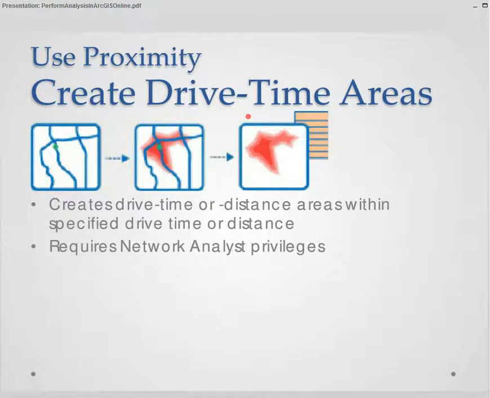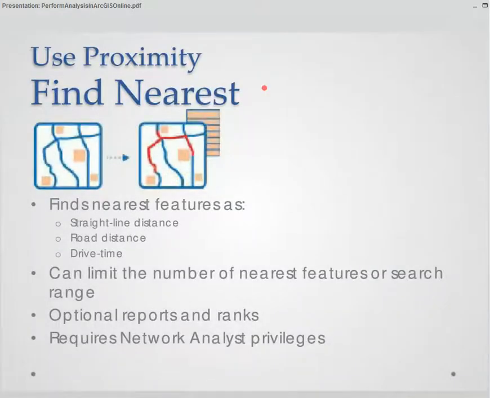Create drive time areas. Again, you're going to need a network. Anytime you see drive time or drive distance, you need that network. So it's going to create a drive time or distance area. Find nearest: again, straight line distance, road distance, drive time. If you don't have that route, you won't have these options. You'll just do the straight line distance.